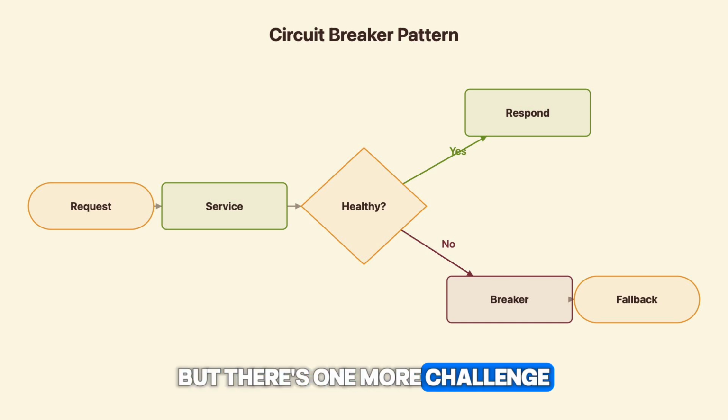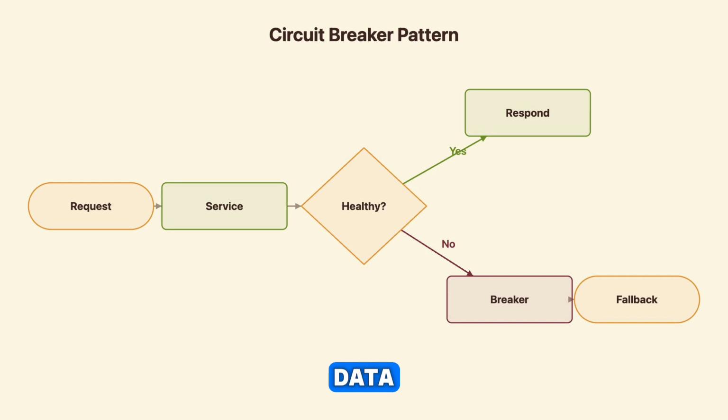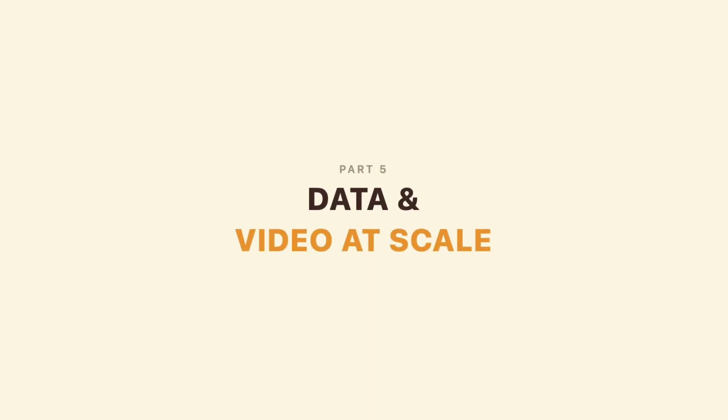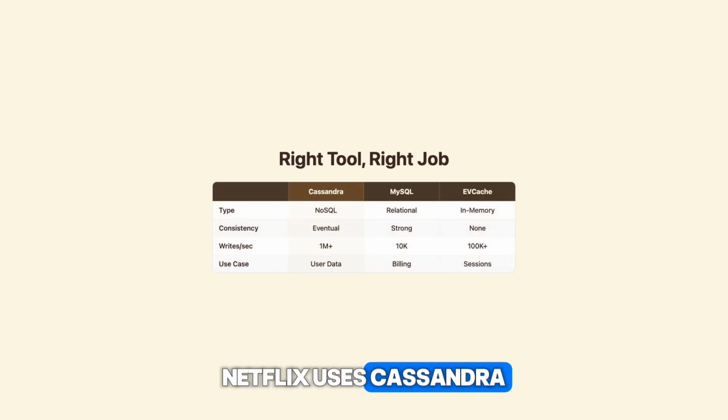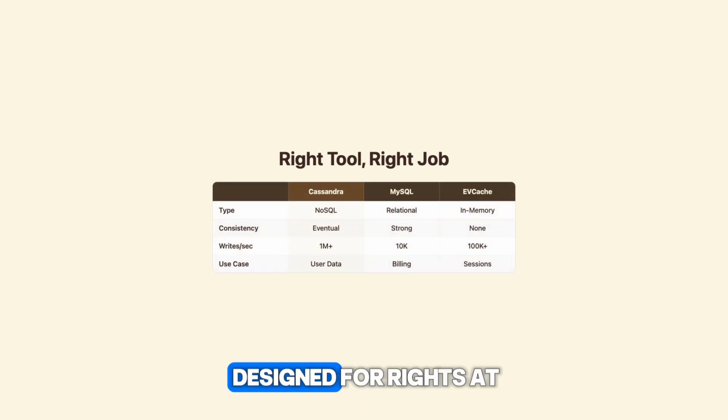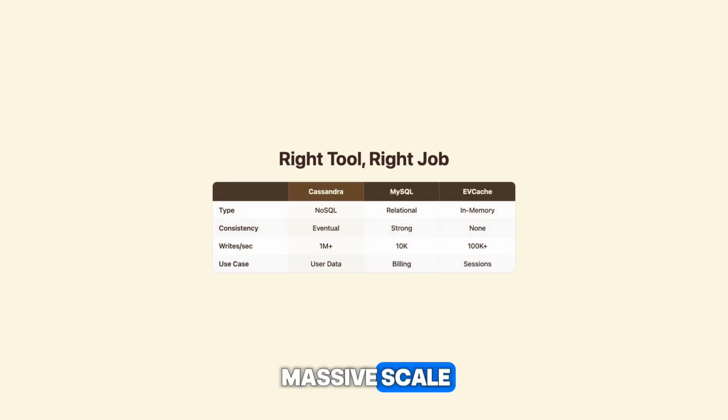But there's one more challenge. Data. Lots of it. Part 5. Data and video at scale. You can't put 260 million user accounts in one database. Even a distributed database would collapse under that load. Netflix uses Cassandra, a NoSQL database designed for writes at massive scale.